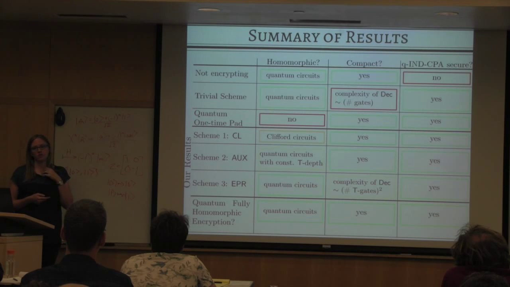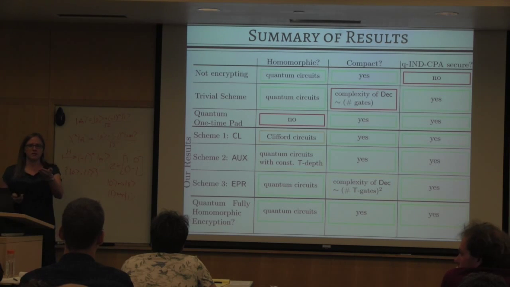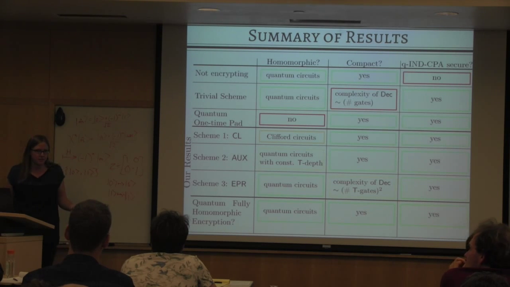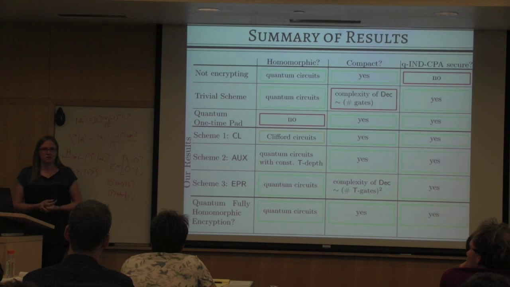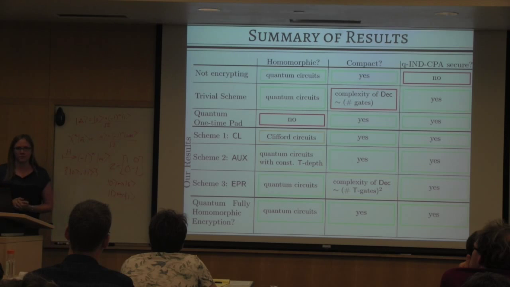No, I mean the trivial scheme would necessarily have to apply every gate, unless of course the total number of gates is less than the total number of T gates. In that case, the trivial scheme would be better than this.